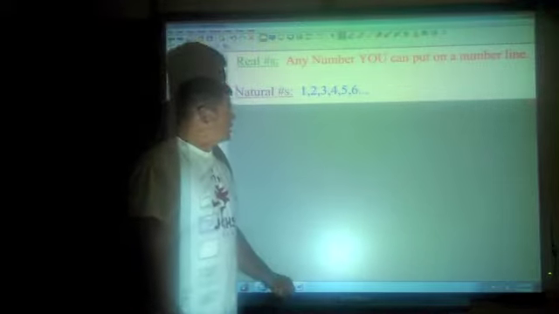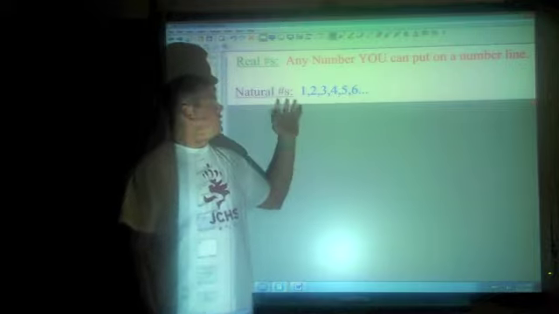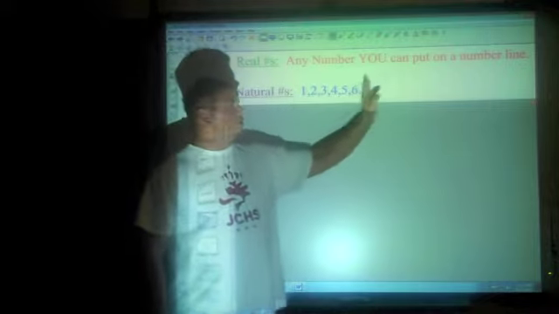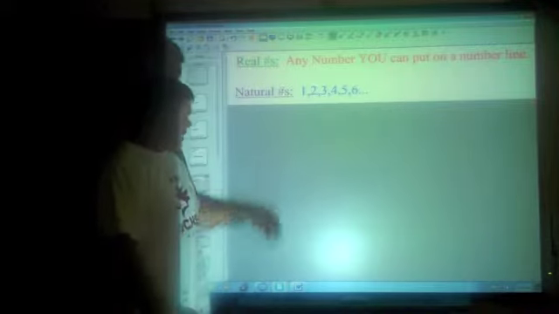Next we have what we call natural numbers. Natural numbers have no decimals, no fractions, and 0 is not a natural number. 1, 2, 3, 4, 5, 6, the dot dot dot means it continues on forever. So again, no decimals, no fractions, no negatives, no 0.